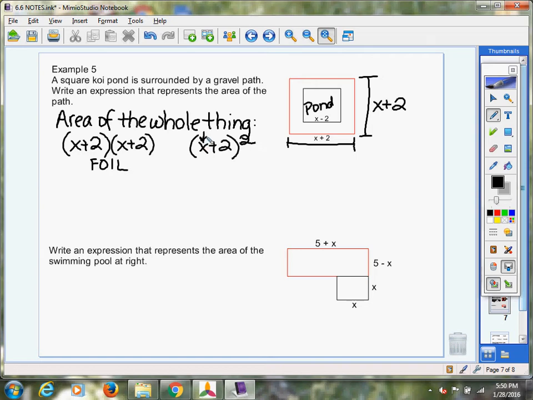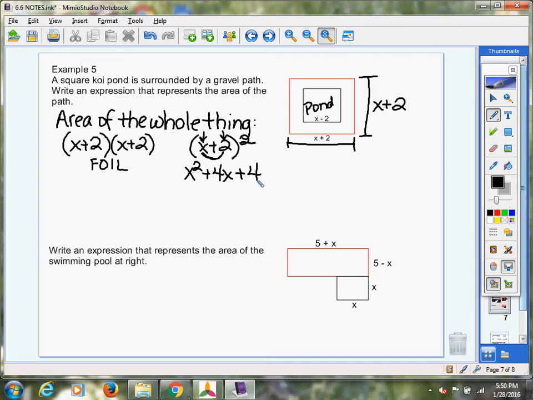Let's do the first term. We'll square that, x squared. Multiply x times 2, 2x, double that, that's 4x, and then square that second number, 2 squared is 4. So there's the area of the whole thing. This is the path and the pond area all together.